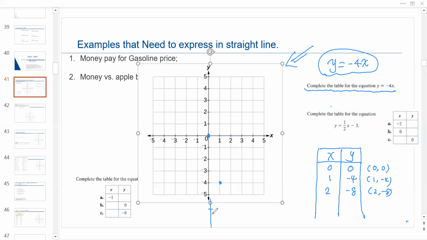Let me extend here, 6, 7, 8. So x equals 2 will be right down here, at -8. Here is 1, -4. Here is 0, 0. You can find these dots on this coordinate system. Right. So we can link them together. All right. We can graph it into a linear line. Right? This is also a linear line relationship. Okay. Let's see more examples.